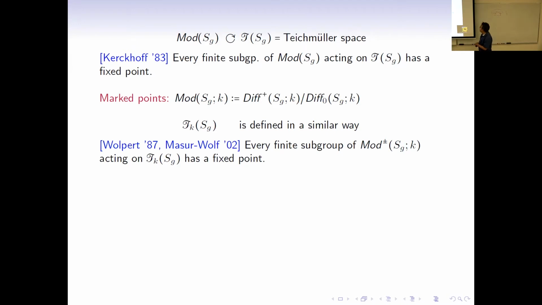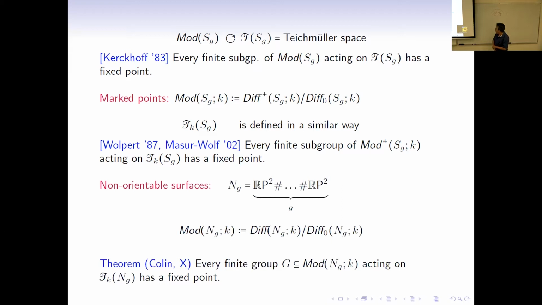One can improve this result by adding some decorations, say marked points on the surface. It's essentially a theorem of Wolpert from the late 80s that every finite subgroup of the extended mapping class group, where we consider orientation preserving and orientation reversing diffeomorphisms, acting on the corresponding Teichmüller space for a surface with k marked points, has a fixed point.